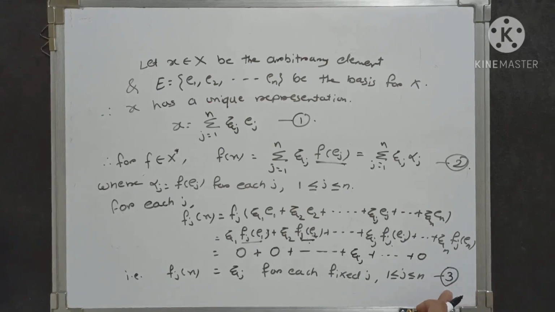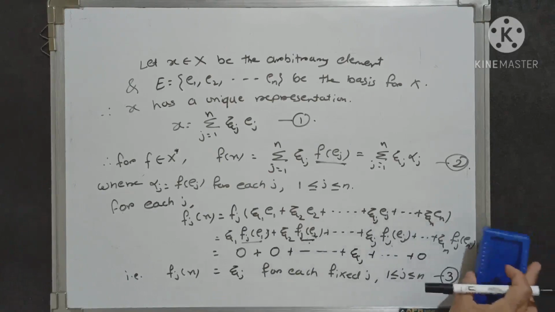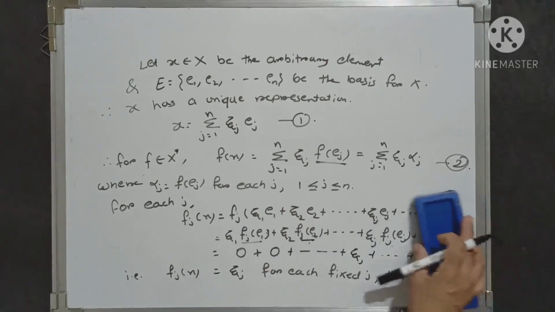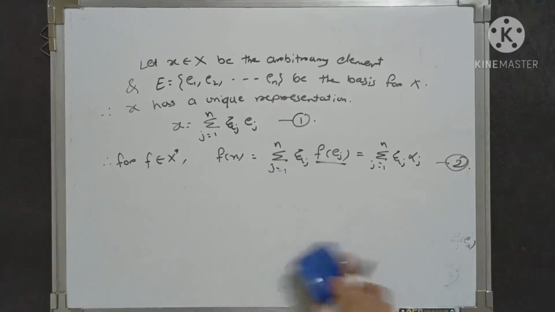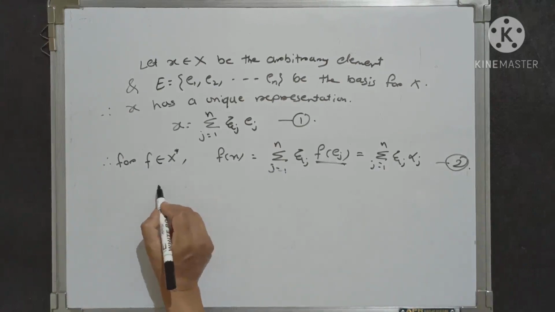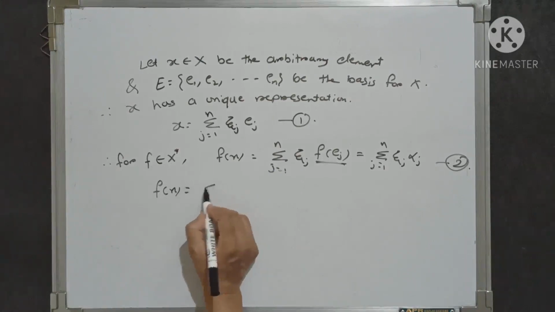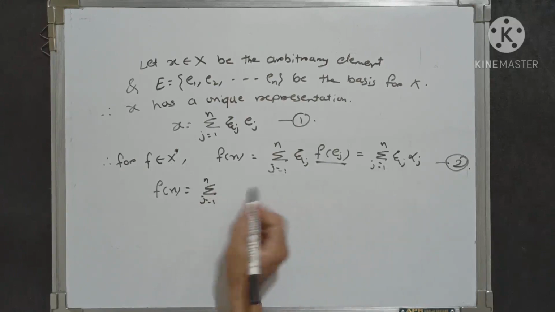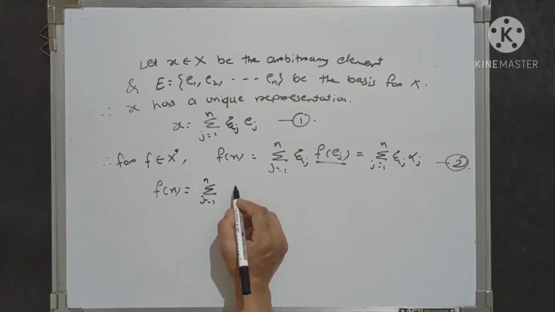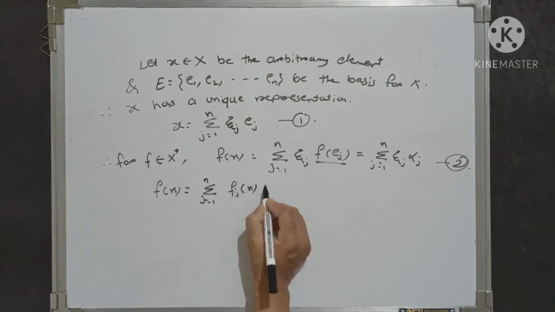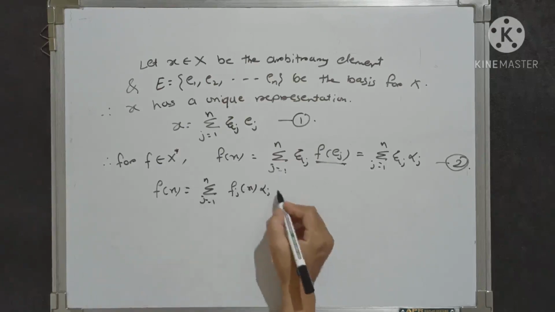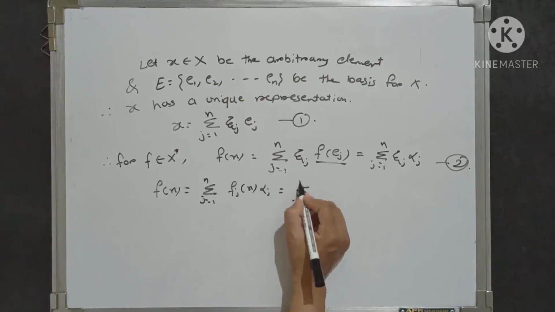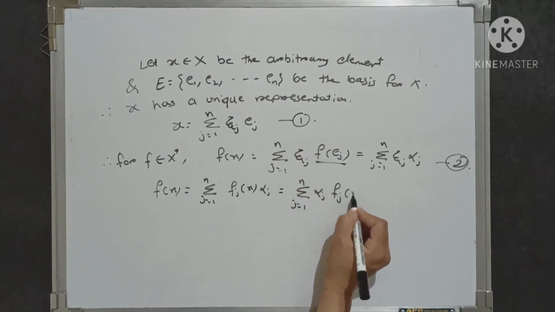Now we combine equations 2 and 3. From equations 2 and 3 we get f of x equals the summation j from 1 to n. We write the value of xi j, which we found to be fj of x, into alpha j, and therefore it equals the summation j running from 1 to n of alpha j into fj of x.